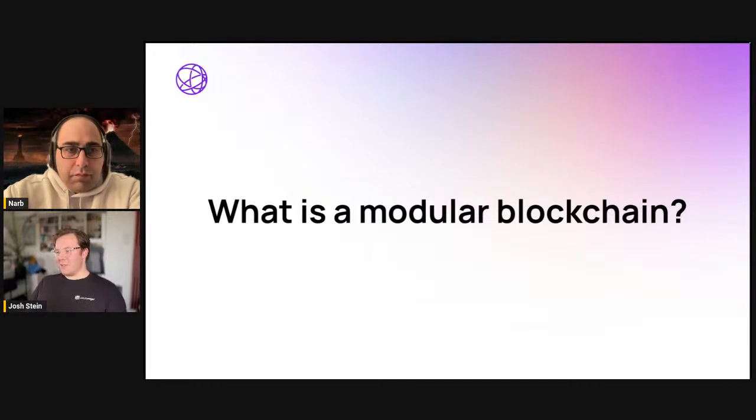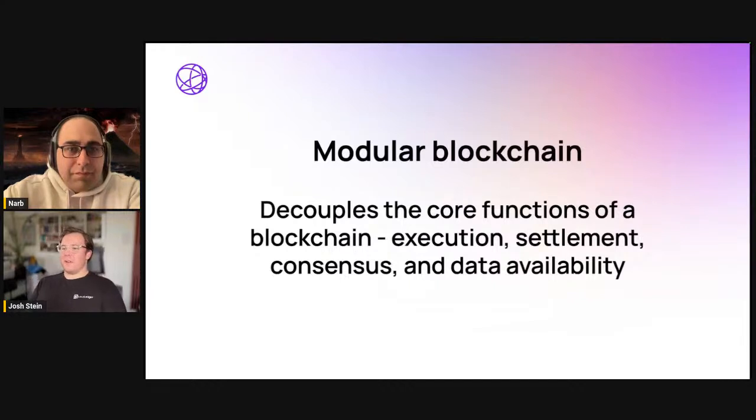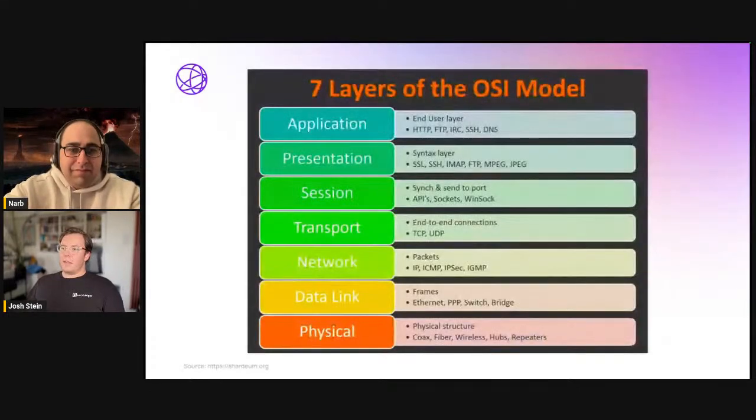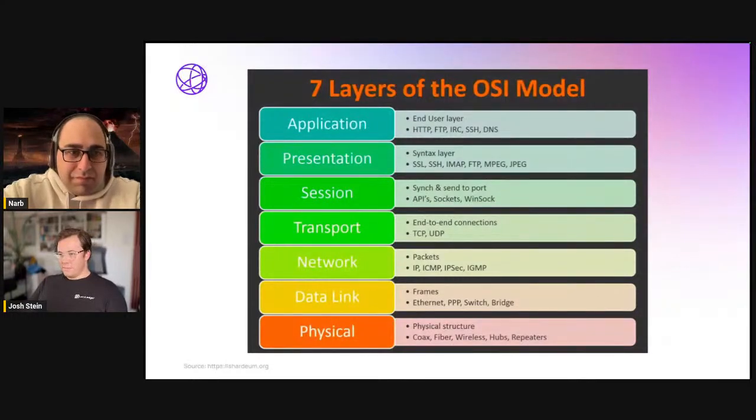Seems like a buzzword, might be a buzzword, but what actually does it mean? A modular blockchain is a blockchain that decouples the core functions of a blockchain. So those are execution, settlement, consensus, and data availability. Another way to think about that is with the OSI model for software development. You don't necessarily bundle all of the complicated pieces together because if you do, it would result in a lot of bottlenecks. And that's pretty much what we're doing with this idea of modular blockchains.